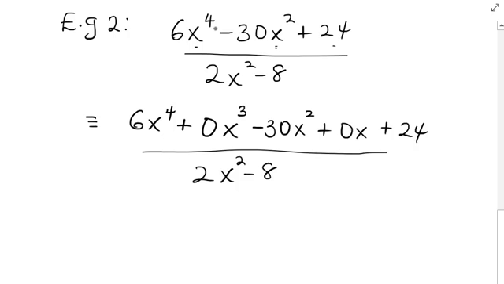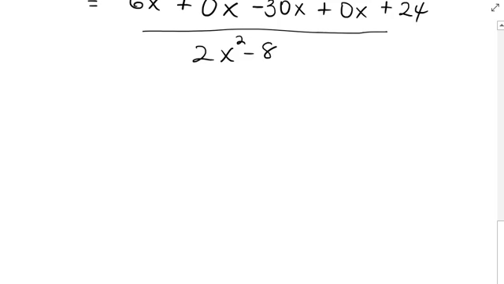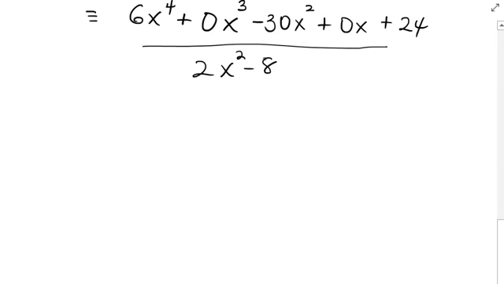The terms should be in descending order, and for any that is missing, we need to replace it by introducing 0 multiplied by x cubed. Because anything multiplied by 0 is 0. And that justifies why it's missing. But to help us in solving the problem, we need to introduce that. So let's solve now using the long division method.